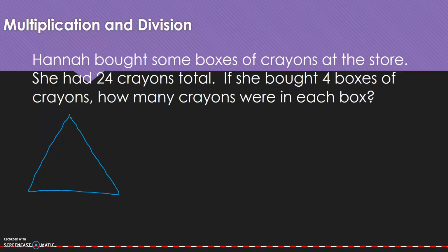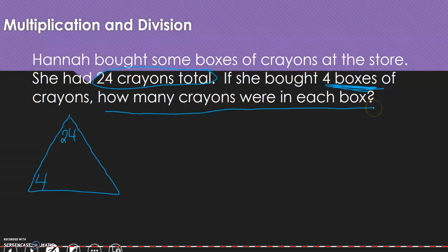All right, so I know my total number of crayons is 24, and 24 is my larger number, so I know that that goes at the top. And she bought 4 boxes of crayons, so that would go down to the bottom. How many crayons were in each box? I don't know, so that's what I'm trying to solve. If one of my lower corners is missing, I know that I need to divide to figure that out. So I know that my number sentence is 24 divided by 4, and I'm going to figure out what that equals.